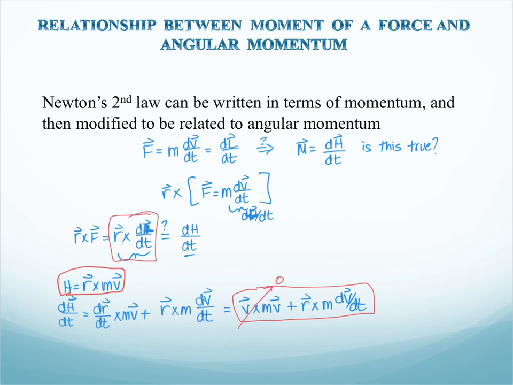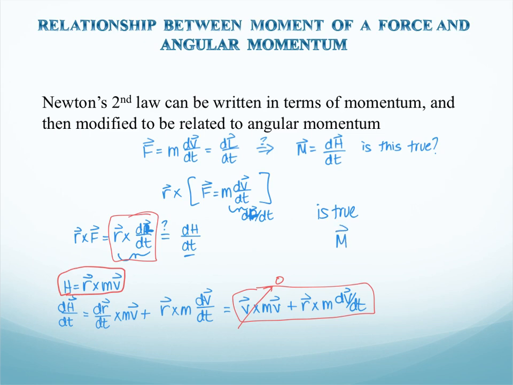So we have to ask ourselves, why would this first term be 0? Notice it's v cross mv. So I would be taking the cross product of two parallel vectors, which indeed is 0 because they're parallel. The angle between them is 0, so the cross product would be 0. So it actually is true.